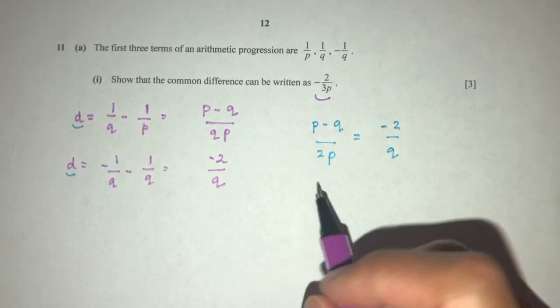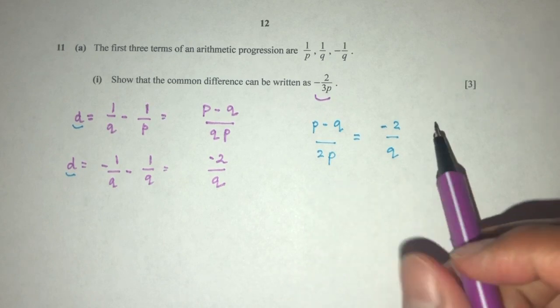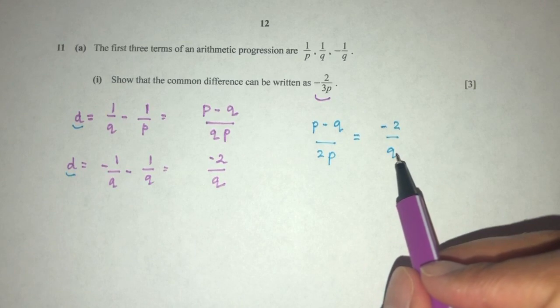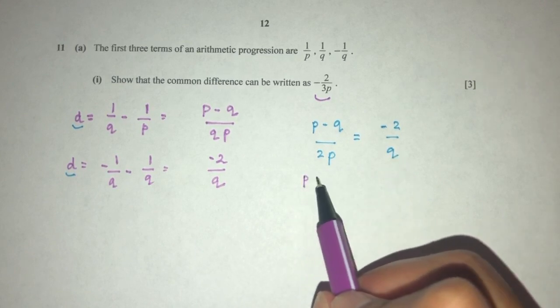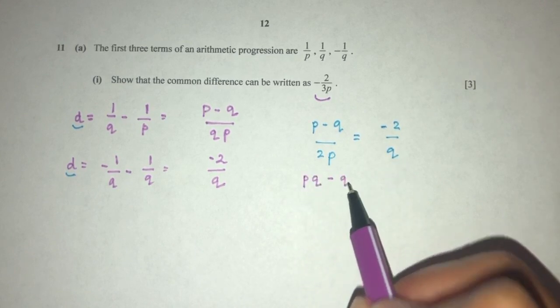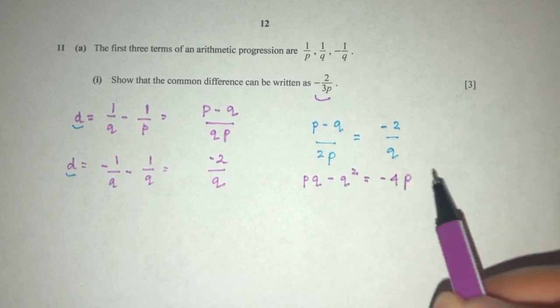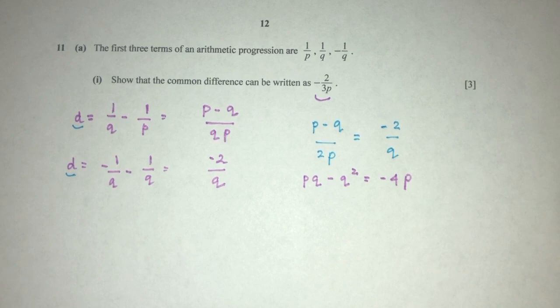So that will be, again, we have to simplify for the value of P. So let's see. Here we have PQ minus Q square have to be minus 4P. Kind of strange. Why is this becoming more complex than it needs to be?